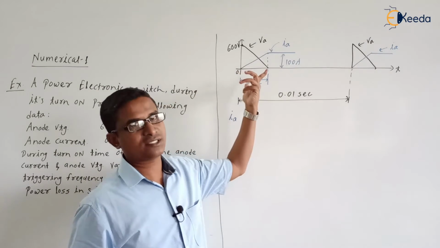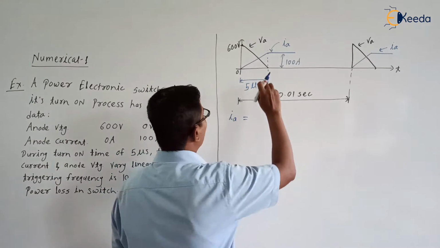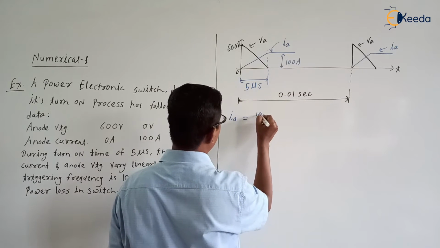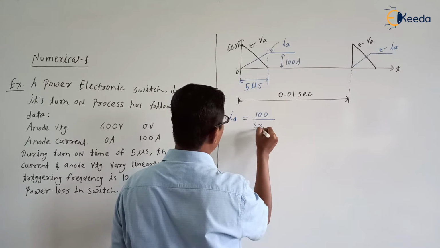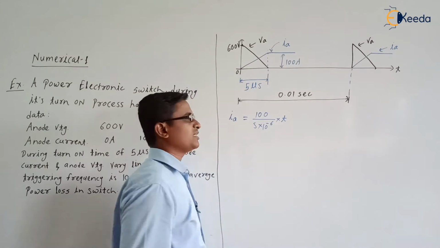Y is equal to mx. Y is nothing but Ia, equal to m into x. Slope is y by x. So it is 100 divided by 5 micro, that is 100 divided by 5 into 10 to the power minus 6, into t. X is nothing but the t.